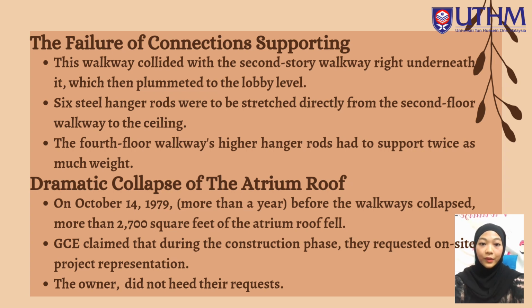The last one is the dramatic collapse of the atrium roof when the connection failed on the northern end of the building. One of the hotel's unique features was its multi-story atrium lobby, which was crossed by elevated walkways hanging from the ceiling. On October 14, 1979, which is more than a year before the walkways collapsed, more than 2,700 square feet of the atrium roof fell while the hotel was still being built as a result of the bad roof connections at the northern end of the atrium.